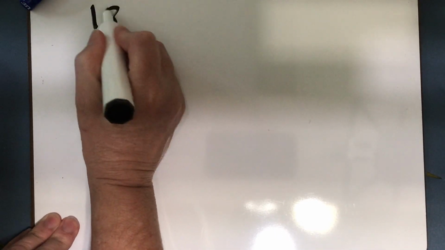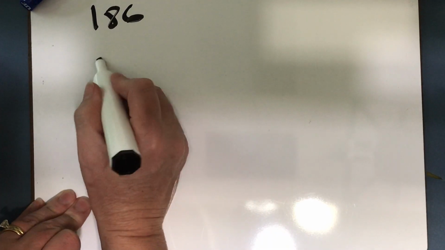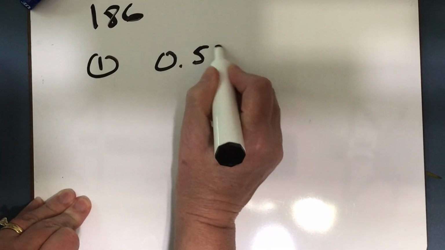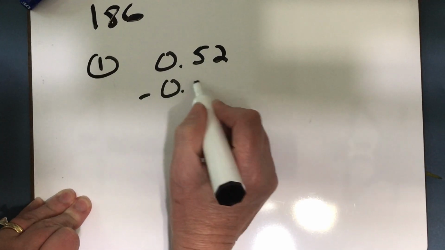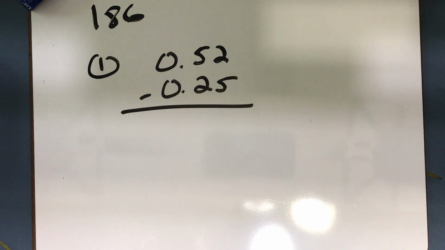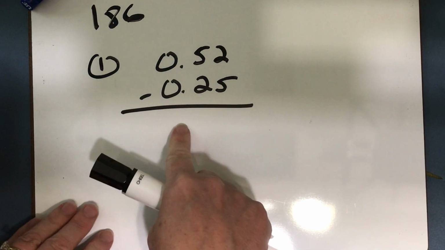Okay, so just like when adding decimals, when you subtract, you have to make sure you align. So on page 186, number 1 says 52 hundredths minus 25 hundredths. You need to solve. You solve just like you would do with whole numbers. You just have to make sure you put the decimal point.